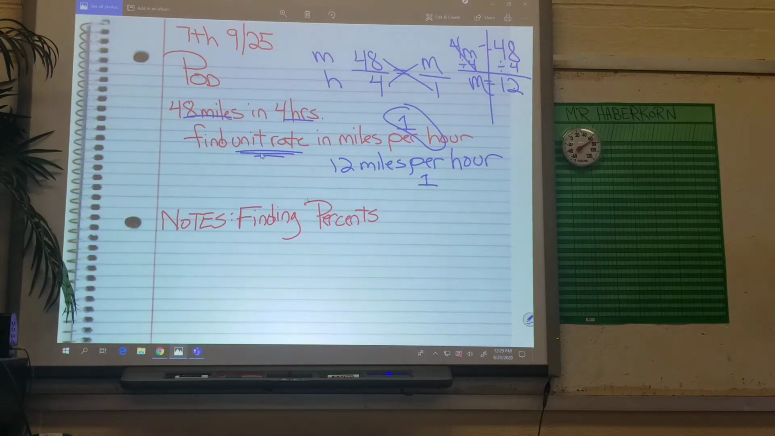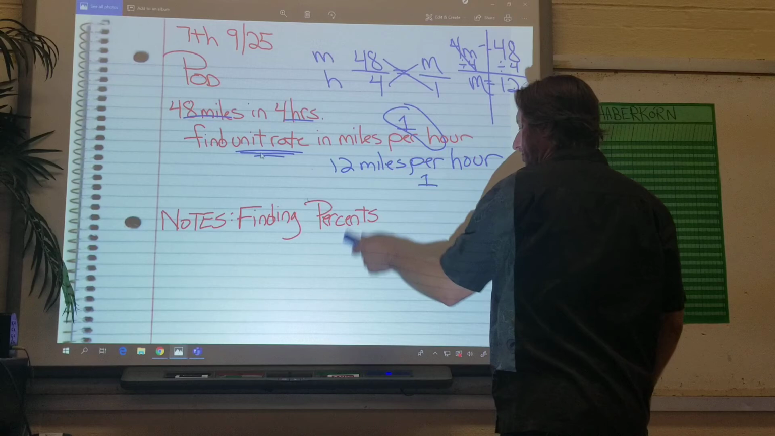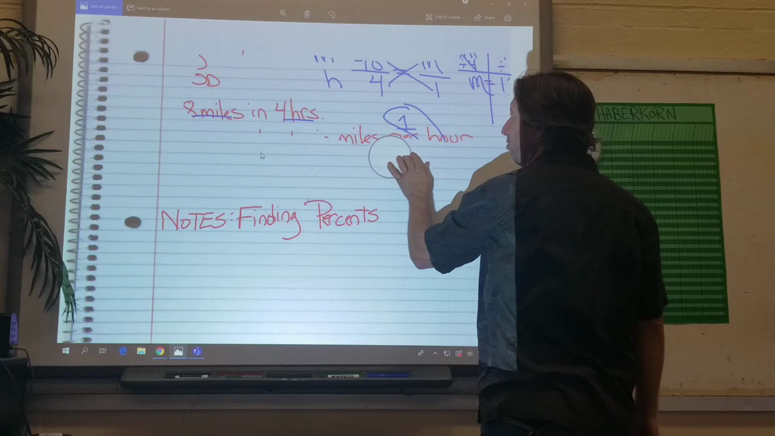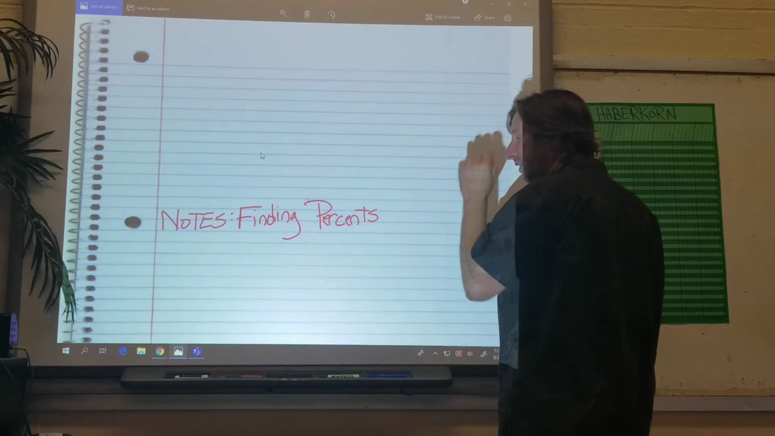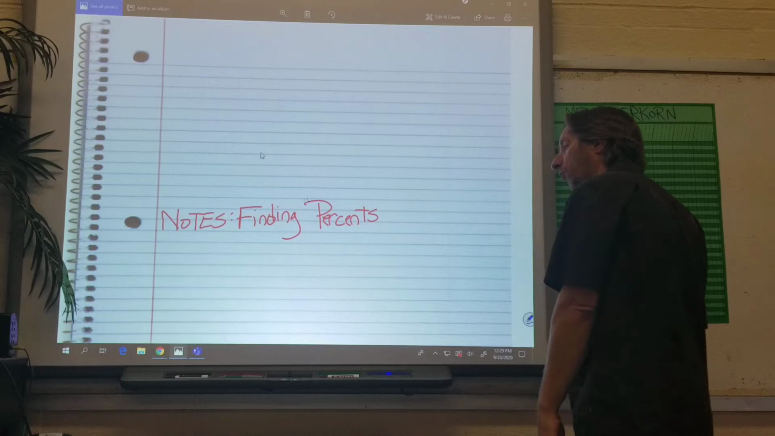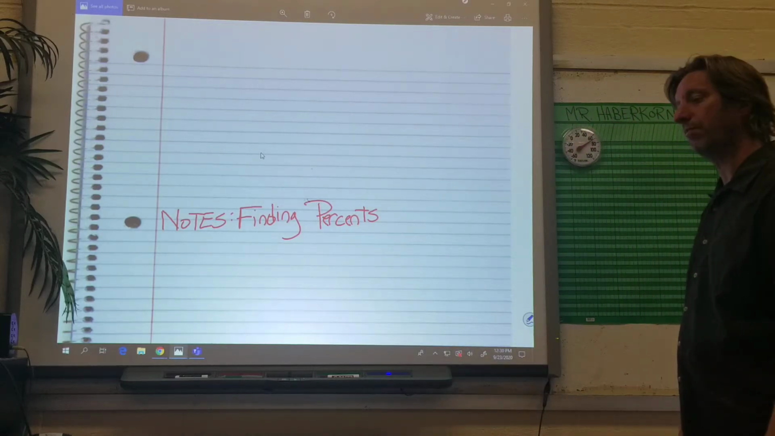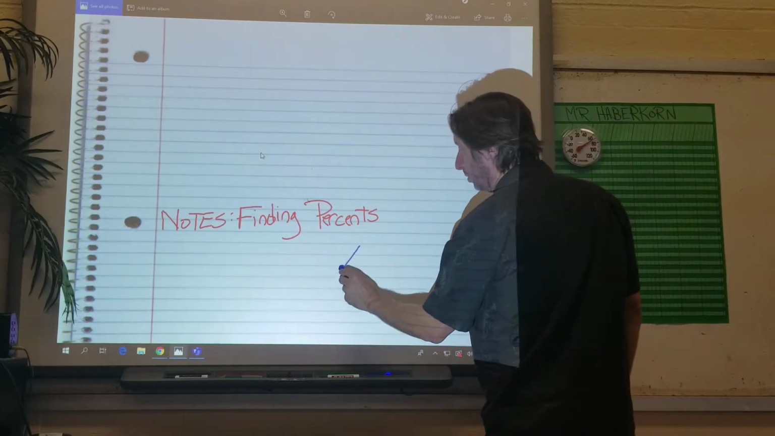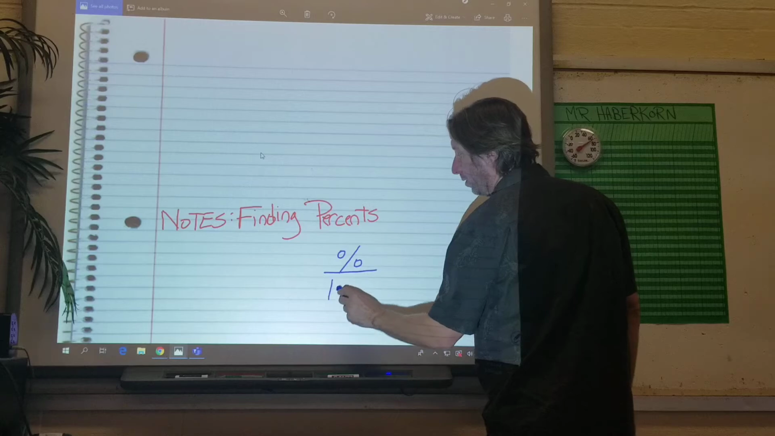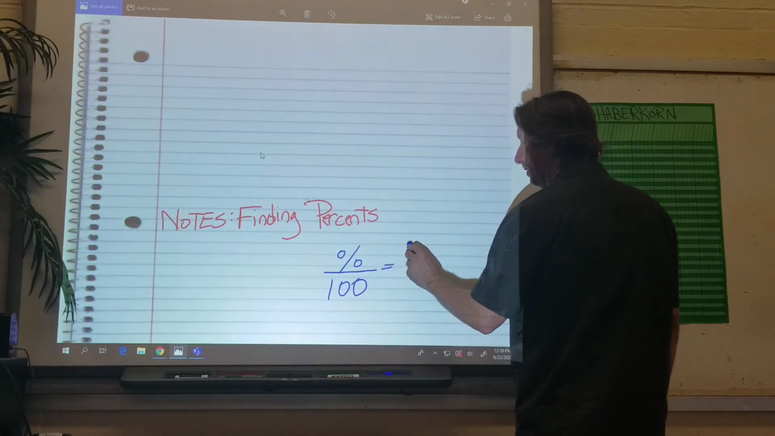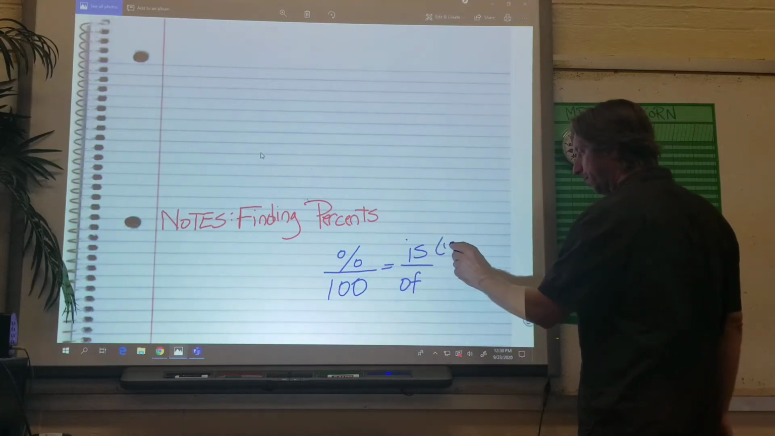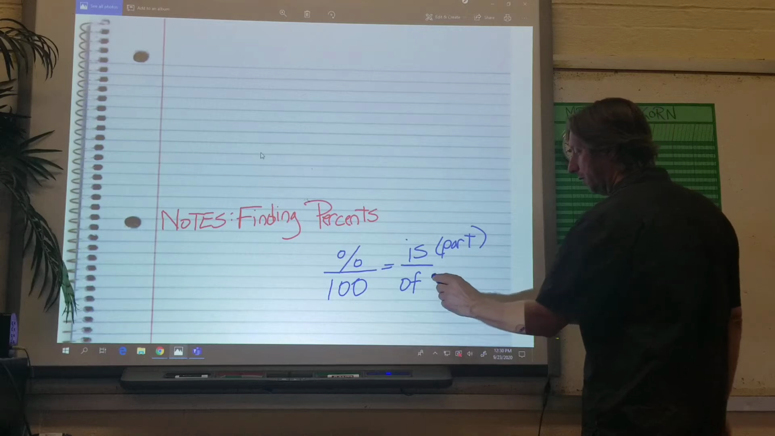Now what we're doing today is totally different. We're not using ones at all, but we are still using proportions. So today we're going to be finding percents. And I know there are other ways to find these, but we're going to use the Mr. Haberkorn way because it works for everything. It doesn't only work sometimes, it works all the time, all right? So finding percents. So we have a special proportion that I like to show you. And that proportion is percent over 100 equals is over of. Now is part, and of is the whole amount.